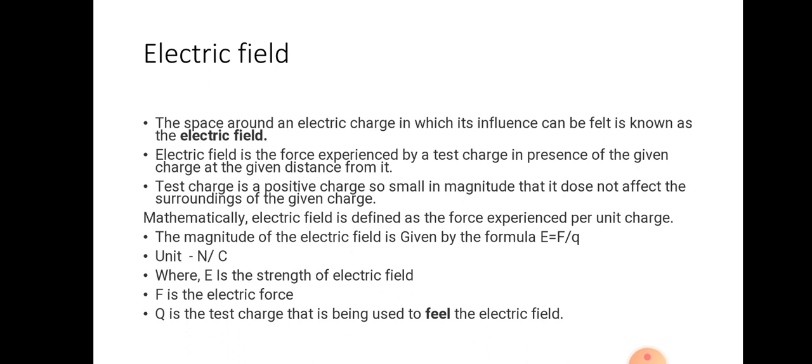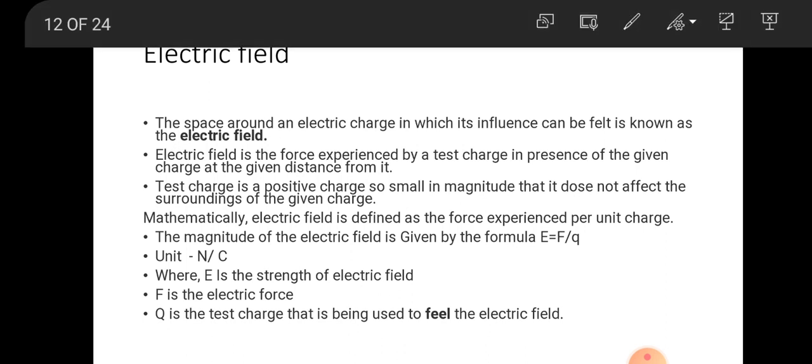Okay, so the field in which the force is experienced by a test charge at a particular distance is known as the electric field. Now this test charge is a positive charge. Conveniently we consider it a positive charge only, which is so small in magnitude that it does not affect the surrounding of the given charge.